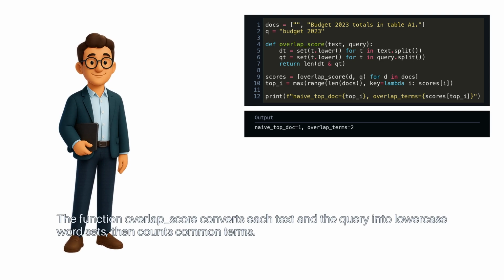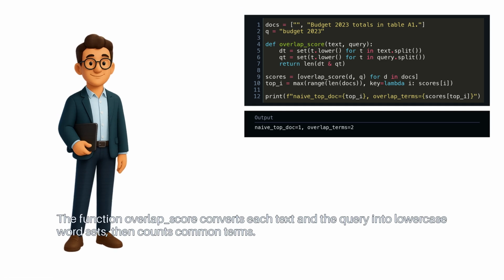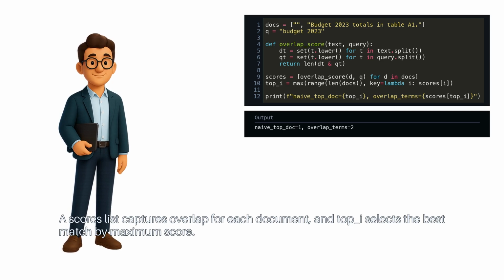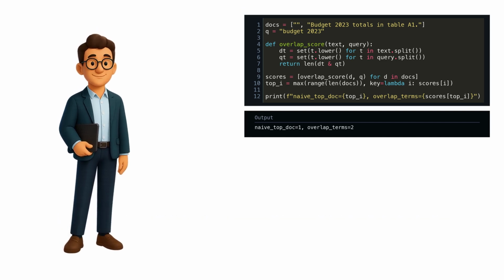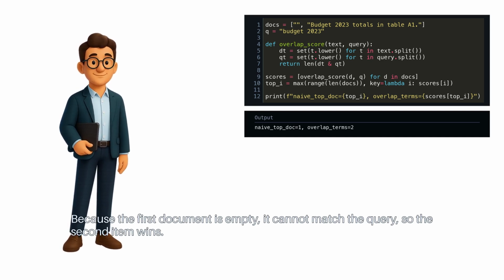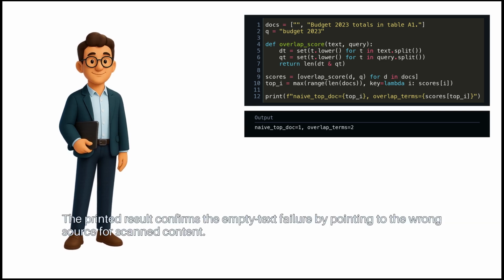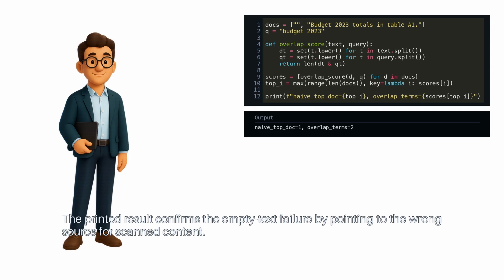The function overlap score converts each text and the query into lowercase word sets, then counts common terms. A scores list captures overlap for each document, and top I selects the best match by maximum score. Because the first document is empty, it cannot match the query, so the second item wins. The printed result confirms the empty text failure by pointing to the wrong source for scanned content.